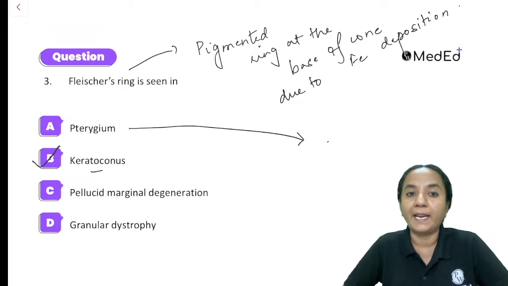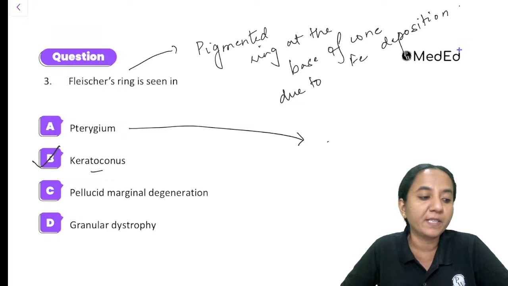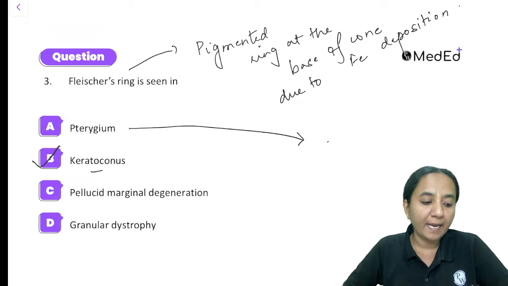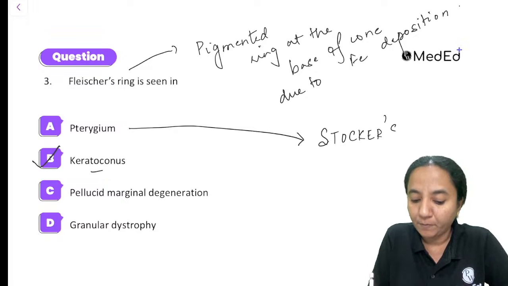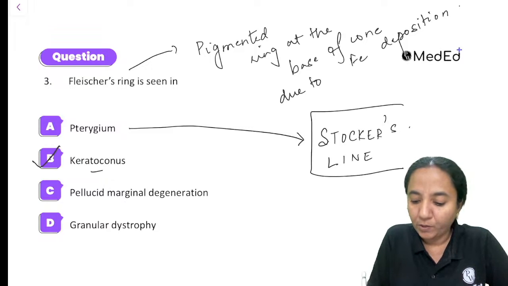Now, can you tell me what is the pigmented ring at the head of a pterygium called? There is a pigmented line at the head of the pterygium. This also can come as an MCQ. A pigmented line at the head of the pterygium is called Stocker's line. This is also a commonly asked MCQ.